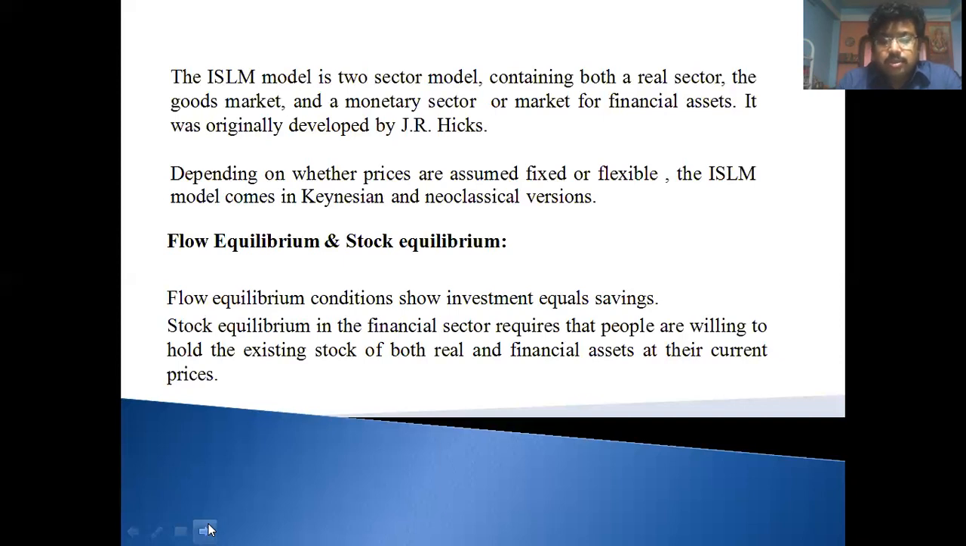Therefore, for overall equilibrium of the economy, we require both flow and stock equilibrium. So flow and stock equilibrium is required.